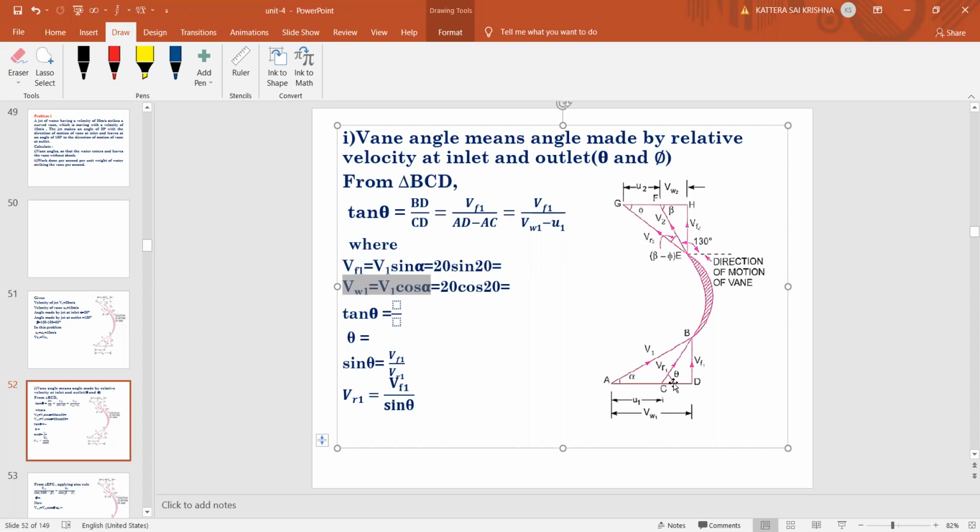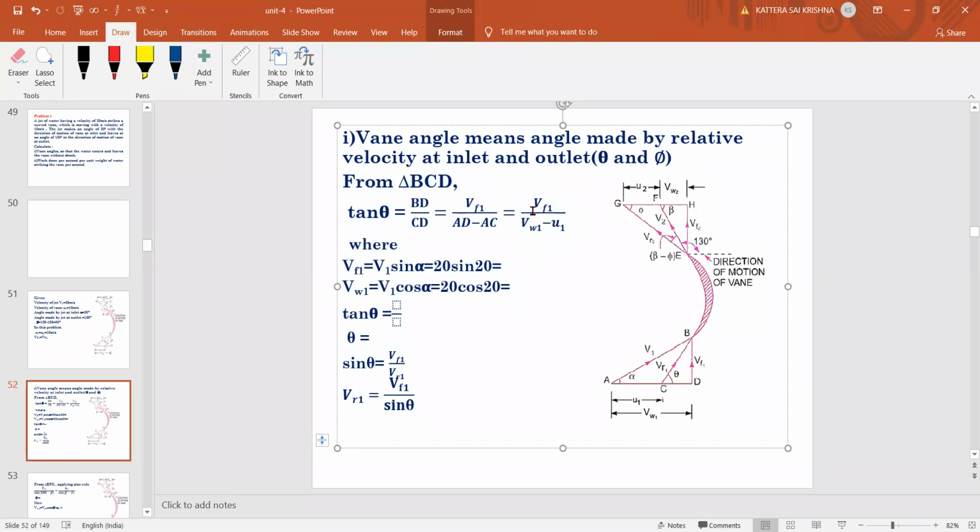For finding theta, we have to use tan theta. What is tan theta from this triangle? For this angle, the opposite side is BD, so tan theta equals BD by CD. BD is equal to VF1. What is CD? It is AD minus CA. We don't know this length directly, but it is VW1 minus U1. So finally we get tan theta equal to BD by CD, equal to VF1 divided by VW1 minus U1.